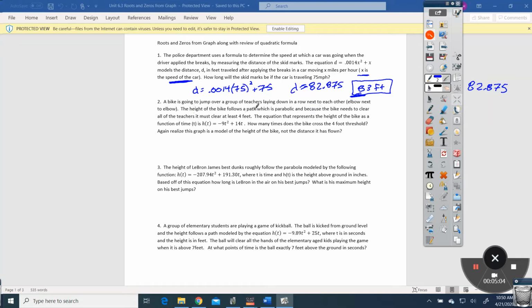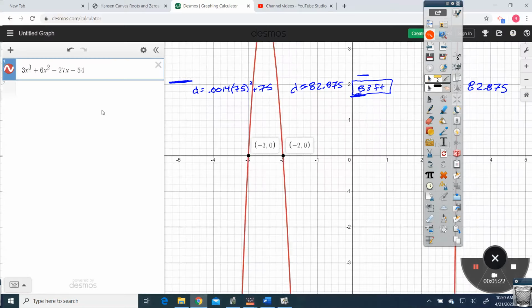The height of the bike follows a path which is parabolic, and because the bike needs to clear all the teachers, it must clear at least 4 feet. The equation that represents this is given, and the question is: how many times does the bike cross the 4-foot threshold? So all that we need to do is go to our graph, negative 9t squared plus 14t.